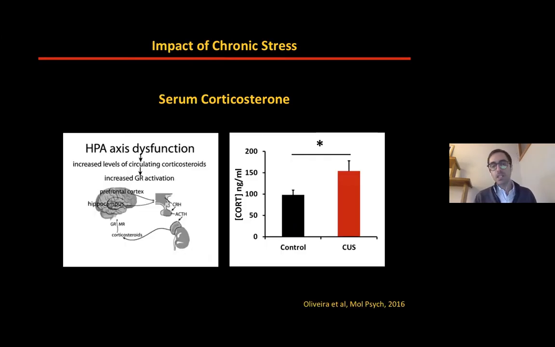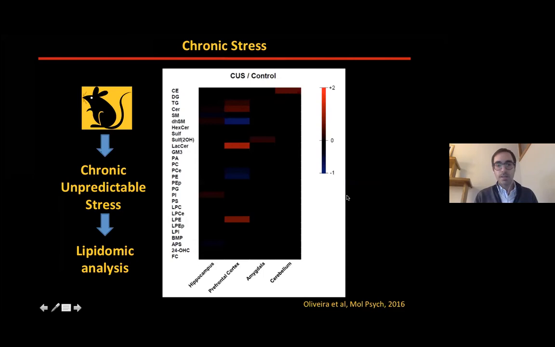After these 4 weeks, to make sure that the animals are indeed stressed, we measure in the blood of the rodents the levels of corticosterone as one of the effectors of this stress response. Indeed, we can see here that the stressed animals have increased levels of circulating corticosterone. Then we sacrificed the animals and dissected different regions of the brain, namely the hippocampus, prefrontal cortex, amygdala, and cerebellum, and we performed lipidomic analysis of these regions.